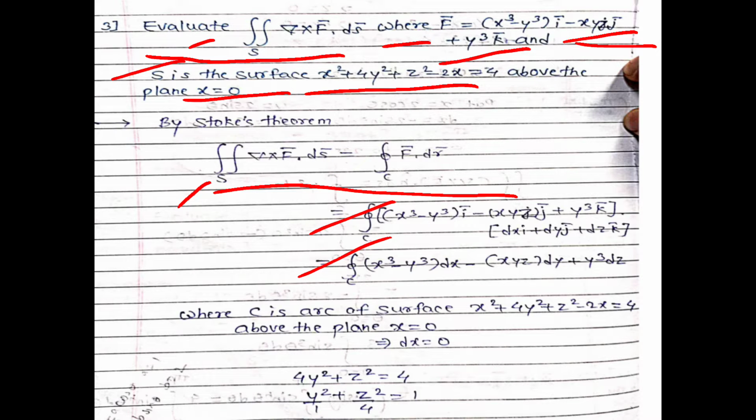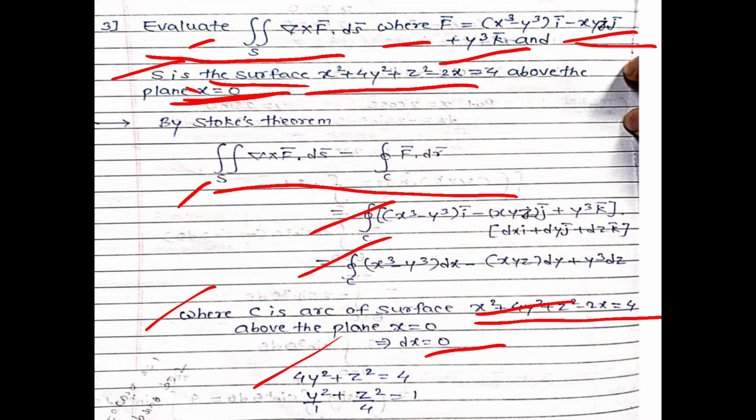Okay, so now in the next step we will write about the curve. Here the curve C is on the surface, as given in the question. The equation of the surface is also mentioned, so we will write it, and the important condition is that it is above the plane x equals to 0. So we will put x equals to 0 and differentiate it, so dx is equal to 0, and we will put x equals to 0 in this equation. After putting, we will get 4y square minus z square equals to 4.